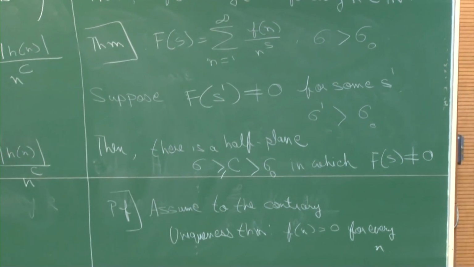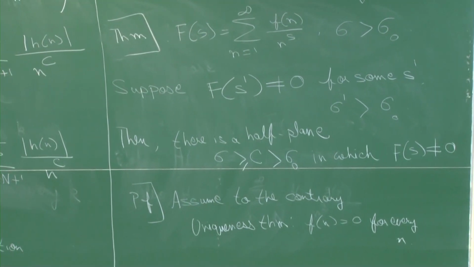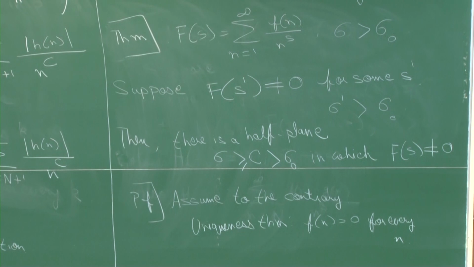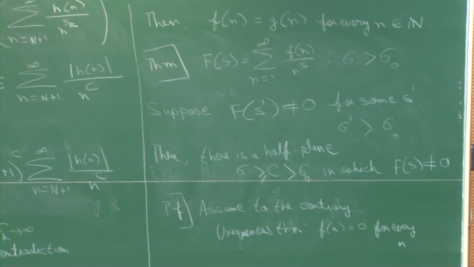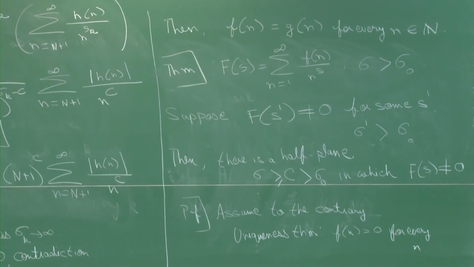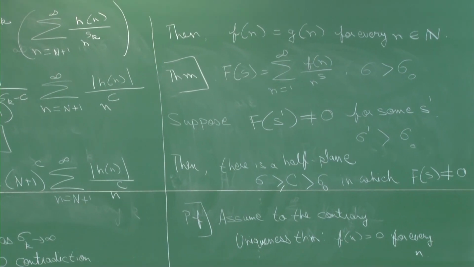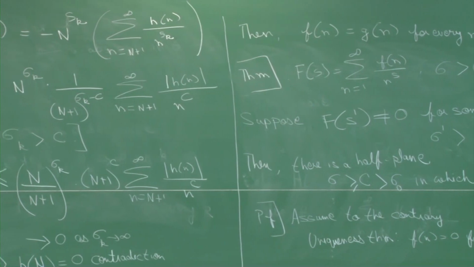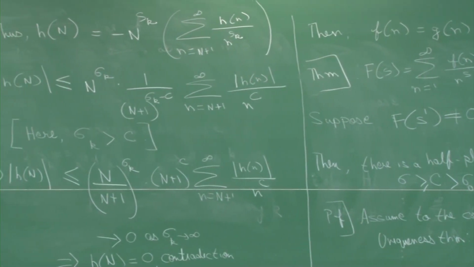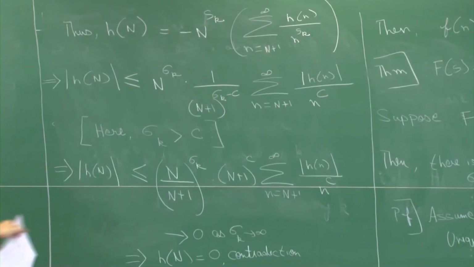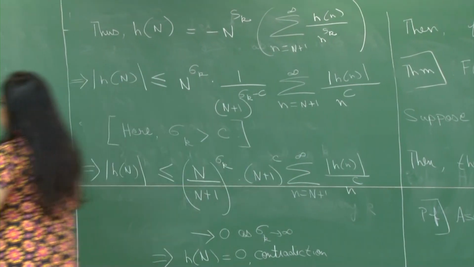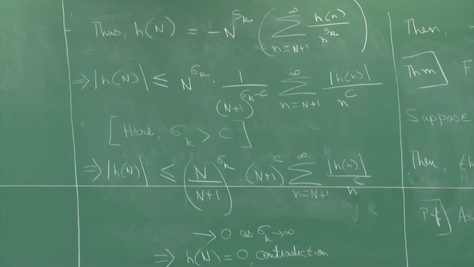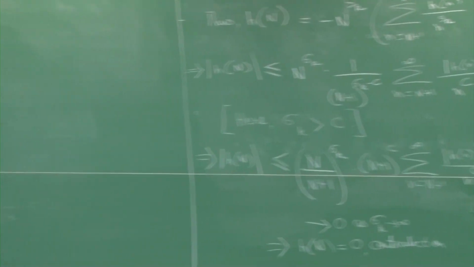So, therefore, this theorem, as I indicated last time, tells you that there is a half plane of non-vanishing of a non-trivial Dirichlet series, that is a Dirichlet series which is not 0 everywhere. There will be an entire half plane where it will not vanish. So much for absolute convergence.